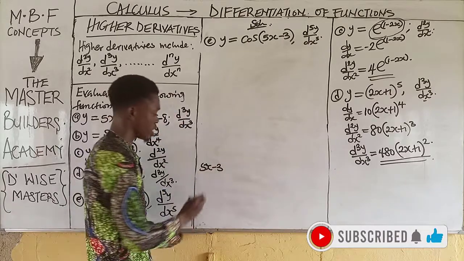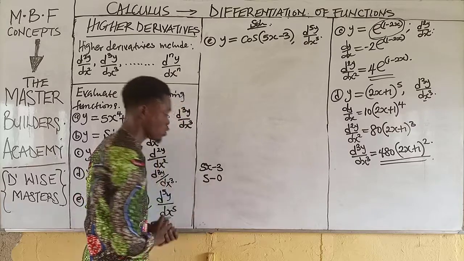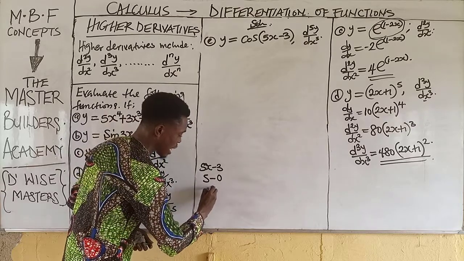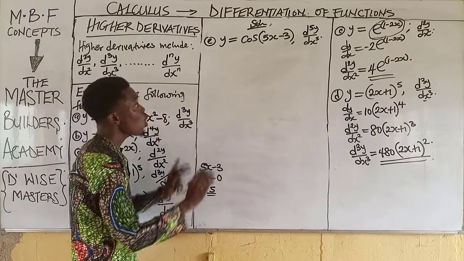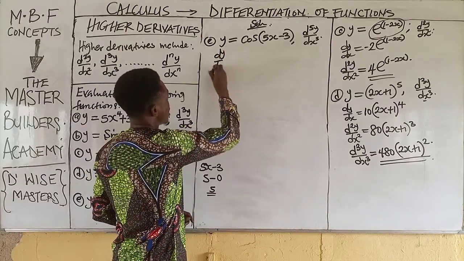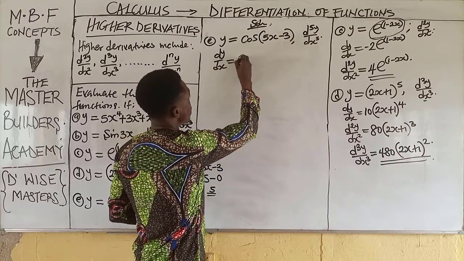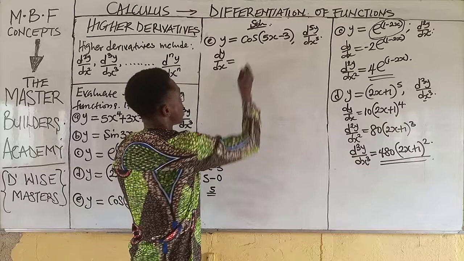So quickly differentiate it. When I differentiate 5x, I have 5. When I differentiate negative 3, I have 0, all with respect to x. Finally, this is 5. All I just need to do now is have this dy over dx equal to this 5. Put it down. Alright? Put down this 5.